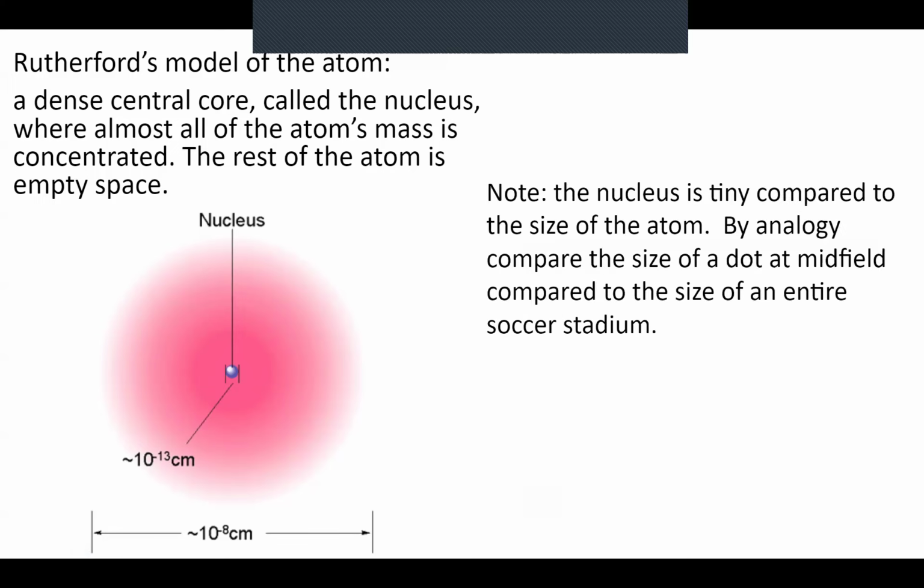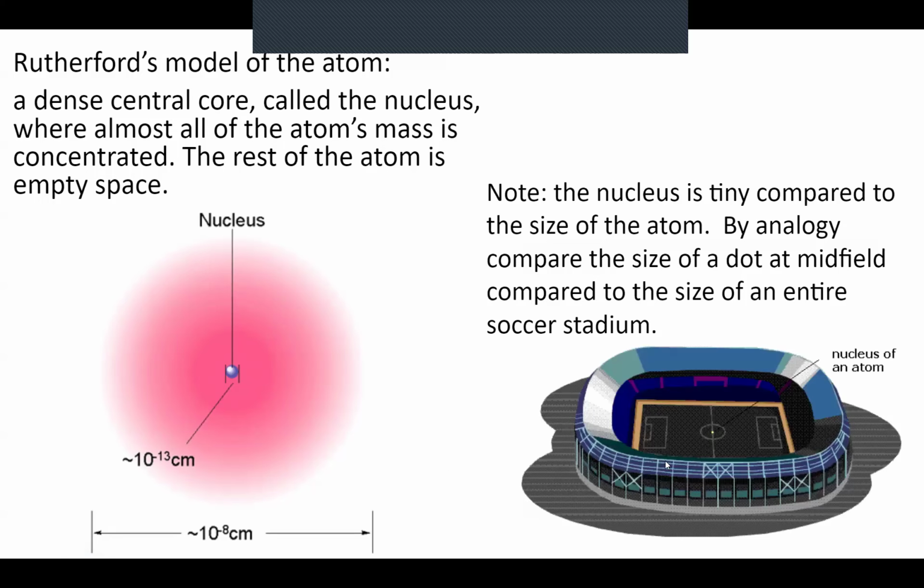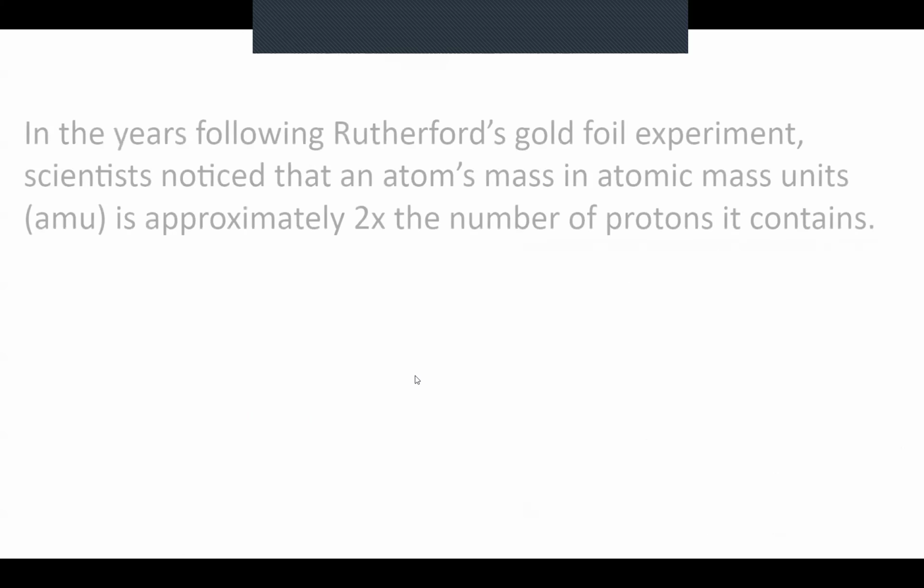To put that in comparison, think of the size of a dot at the middle of a soccer stadium, in the middle of the field, compared to the size of the entire stadium, where it's a big stadium that can seat thousands and thousands of people. The size of that dot compared to the size of the stadium is about the same difference in size as the nucleus compared to the size of the atom. Isn't that astounding? So the nucleus is very, very small compared to the rest of the atom.